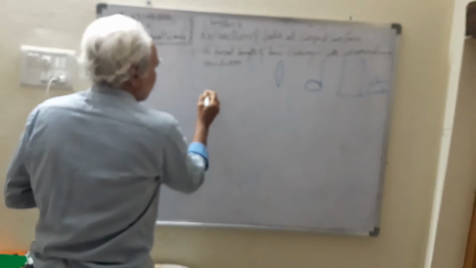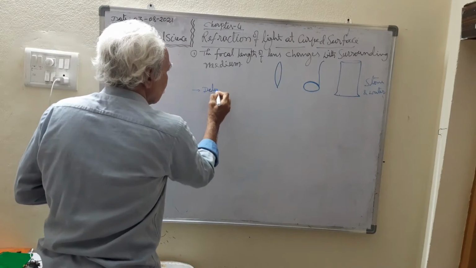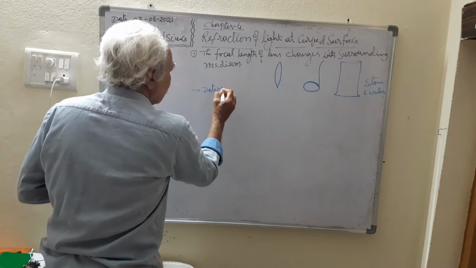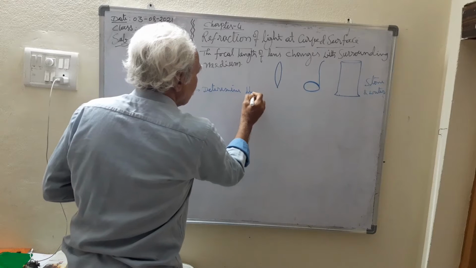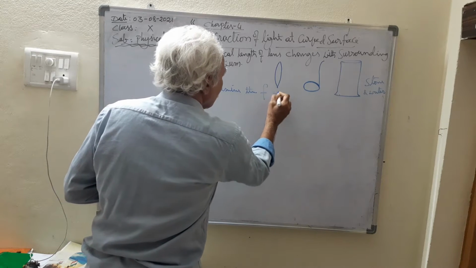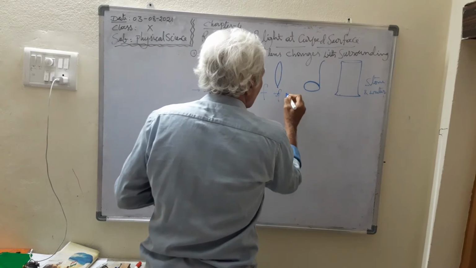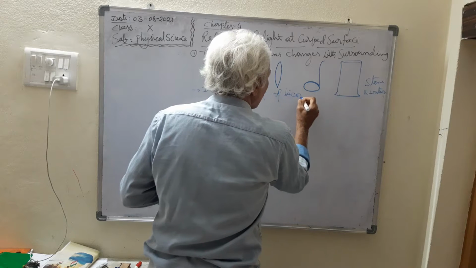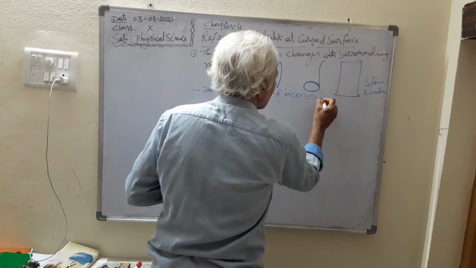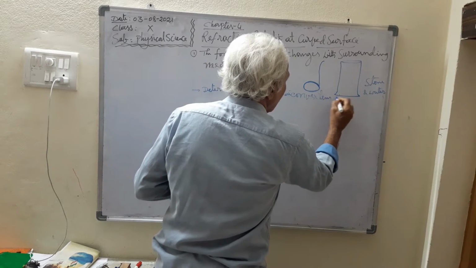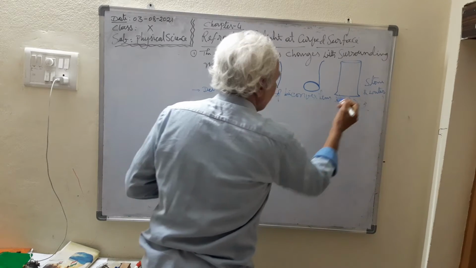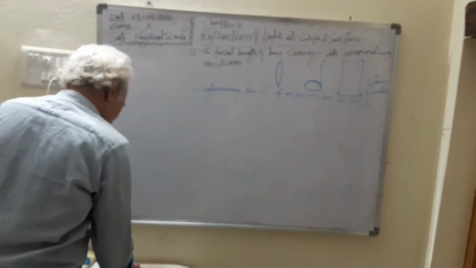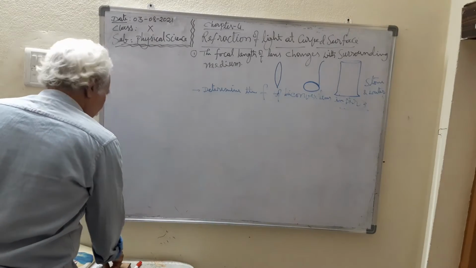First, what is it? Determine the focal length of the biconvex lens in air medium. In what medium? In air medium. So in air medium, how much focal length is there? That we have to determine first. Second one.